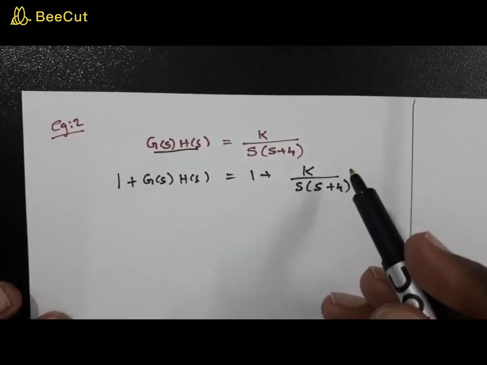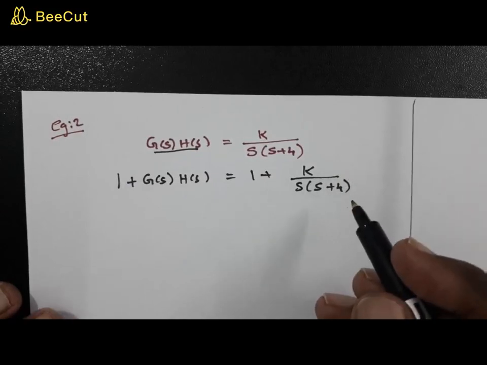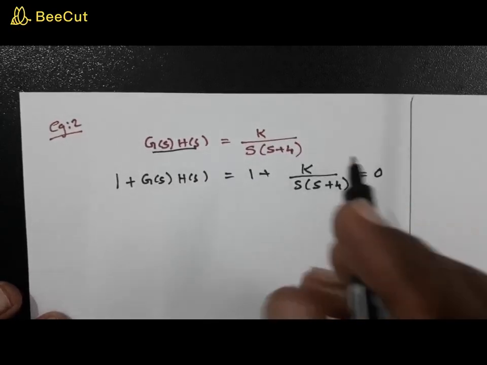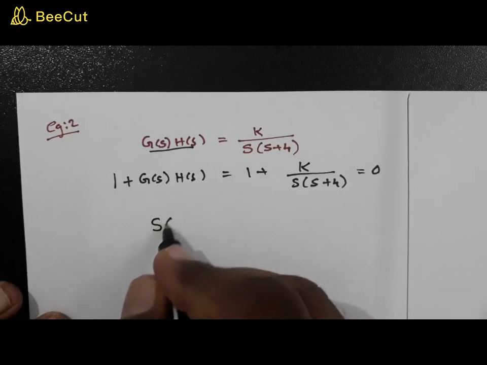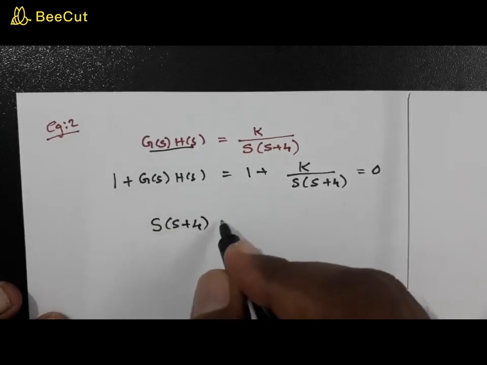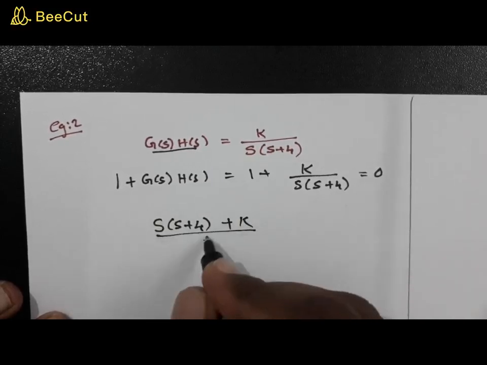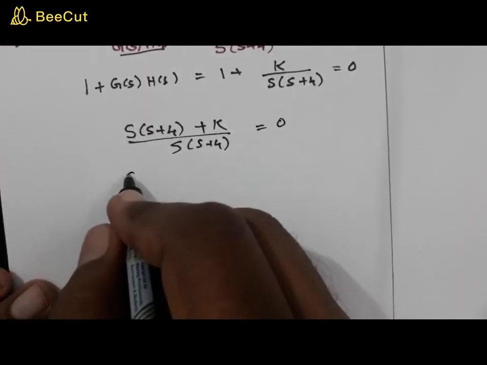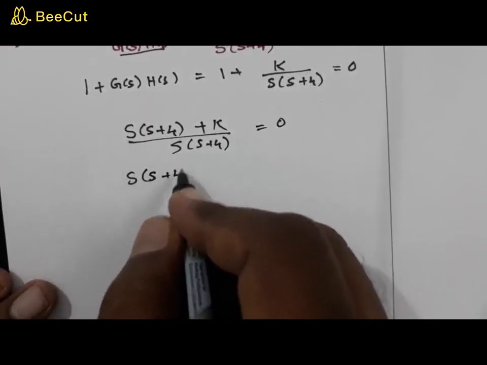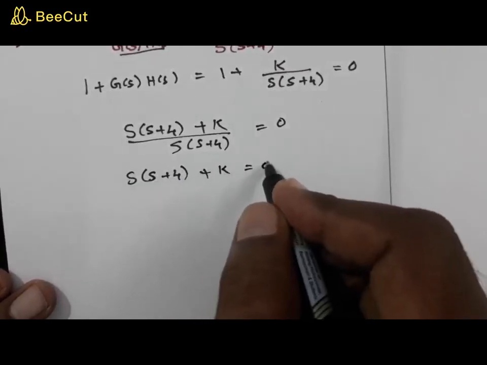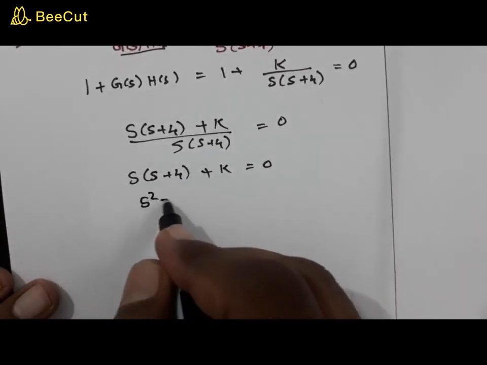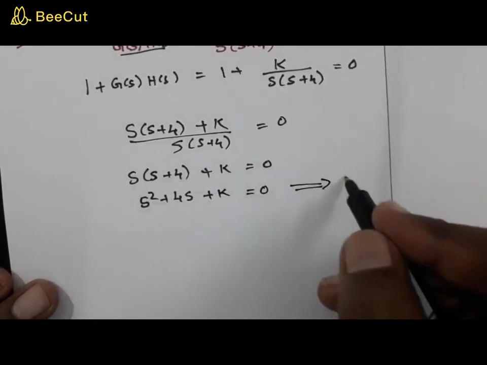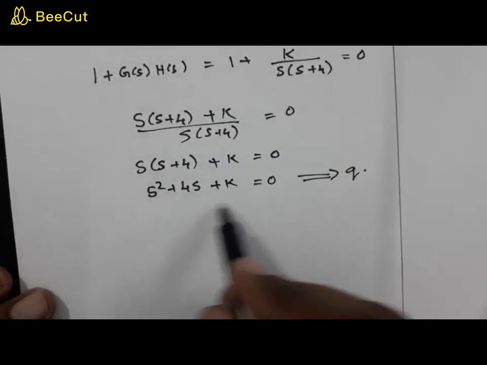So this is 1 plus k by s into s plus 4 equal to 0, or you can take the LCM and equate this to 0. Manipulating this, you will get s into s plus 4 plus k divided by s into s plus 4, is equal to 0. From this you get s into s plus 4 plus k equal to 0, or s square plus 4s plus k is equal to 0. This becomes a quadratic equation, which is actually your characteristic equation.